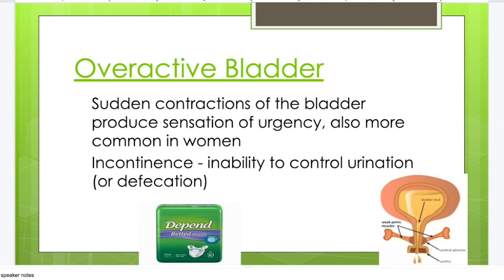It's more common in women, although men can also have it, and it's called incontinence, which is the inability to control urination. In this case, it can also be defecation. But with an overactive bladder, it would be the inability to control urination. This is when people may need to have a little help and wear Depends, for example.